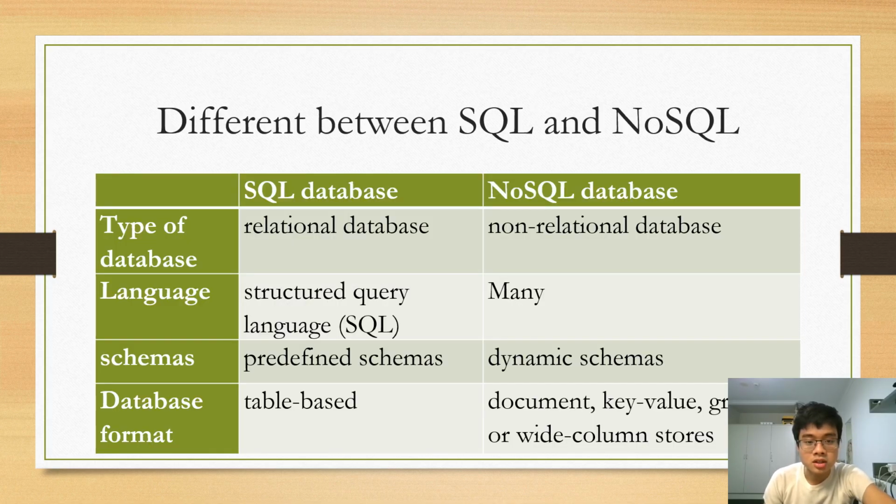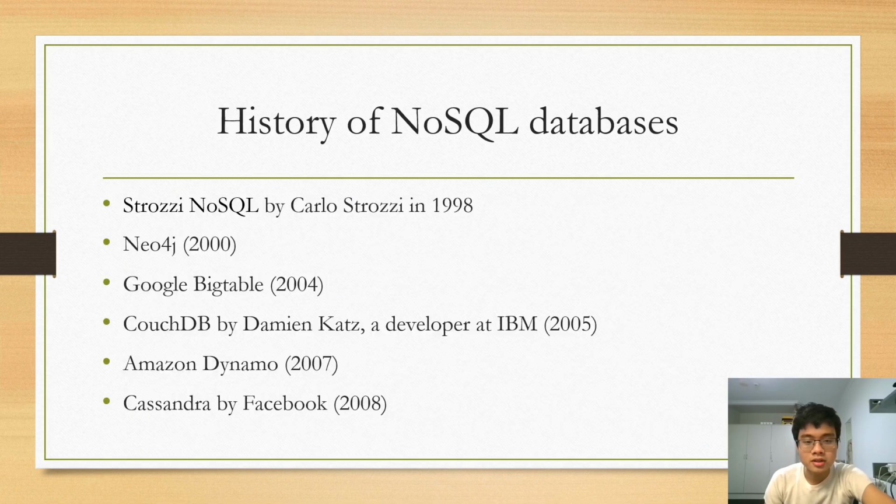In this table, it shows the difference between SQL and non-SQL database. Now let's talk about the history of non-SQL database. The first non-SQL database was invented by Carlo Strozzi in 1998. After that, many non-SQL databases have been invented. Here is the list of names of databases and the year each database was invented.